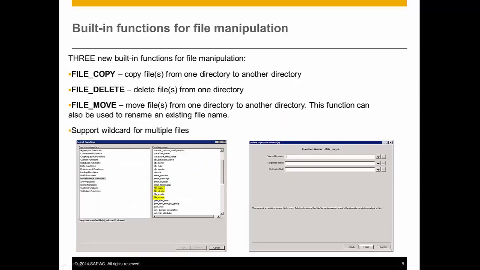Similarly, we also added 3 built-in functions in Data Services to support different types of file manipulations, such as copying files from one location to another, and deleting and moving one or multiple files at a time. You can also use the file move function to rename an existing file. With these new built-in functions, you can now simplify the pre-processing and post-processing for file transfer and file manipulations within Data Services.